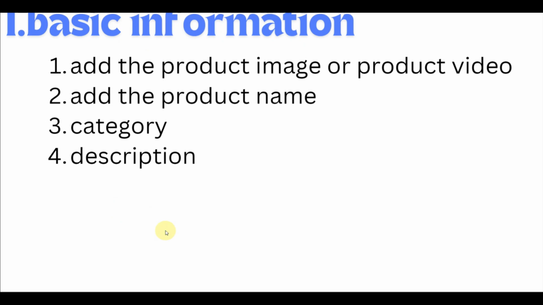Okay, guys, for the basic information, the first thing you need to do is to add the product image or the product video. Then you can add the product name, the category, and the description.